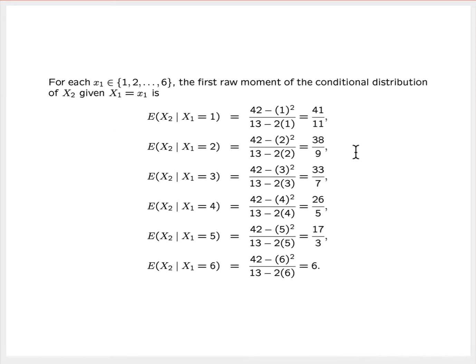And so we get these values here, which I'm just representing in their exact values as fractions. So the expected value of x2 given that x1 is equal to 1 is 41 over 11. The conditional expectation of x2 given that x1 is equal to 2 is 38 over 9, and so forth.